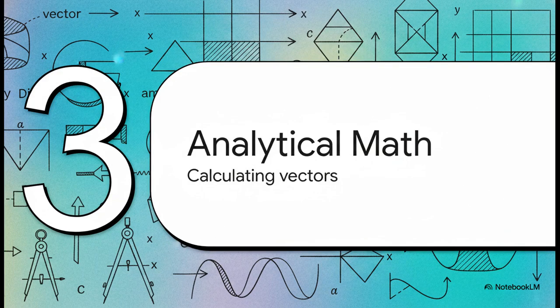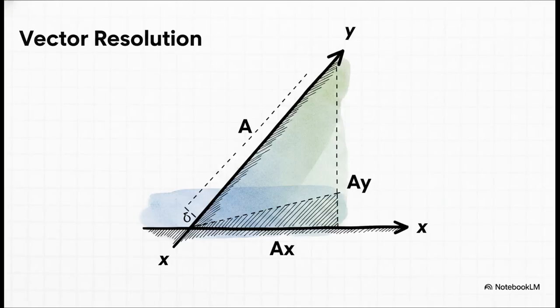All right, Section 3, Analytical Mathematics. Time to get incredibly precise. Graphical methods are awesome for visualizing things, sure, but real physics requires analytical math. This is where we transition from sketching to calculating. By resolving vectors into components along the horizontal and vertical axes, we can just add them up algebraically.